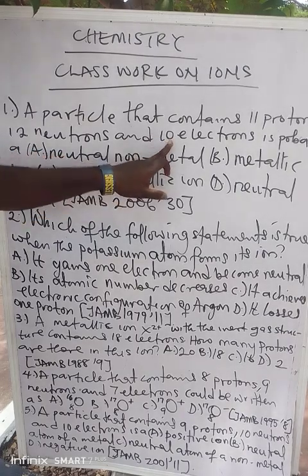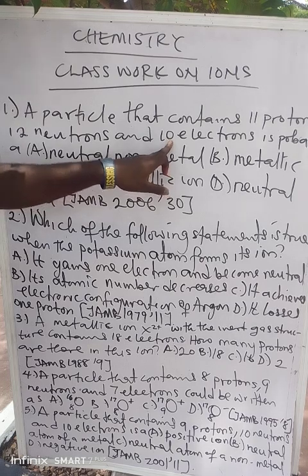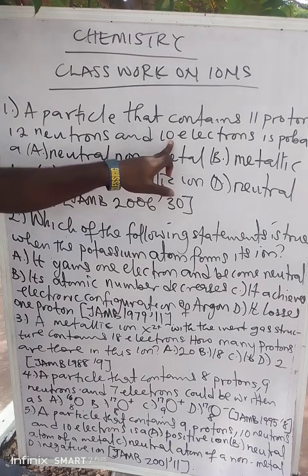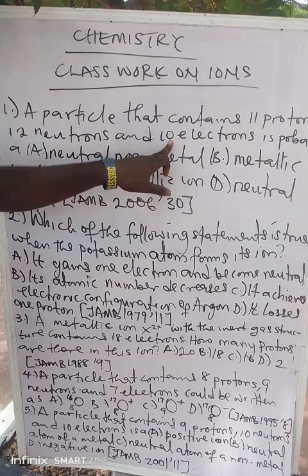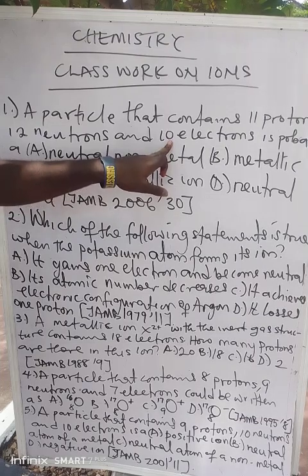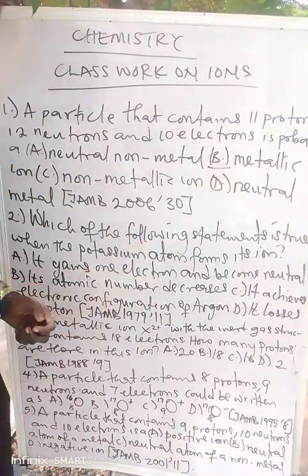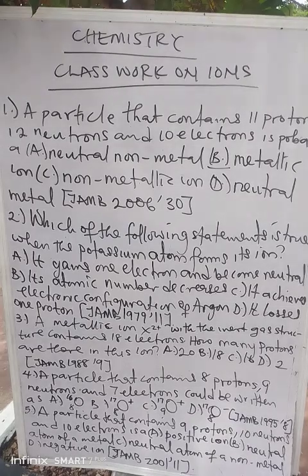It has 10 electrons. What has happened to it to now have 10 electrons instead of 11 electrons? It has lost one electron. And what loses electron? Is it a metal or a non-metal? A metal. So the answer is what? It's a metal. Metallic ion. Answer is B. Are we together?